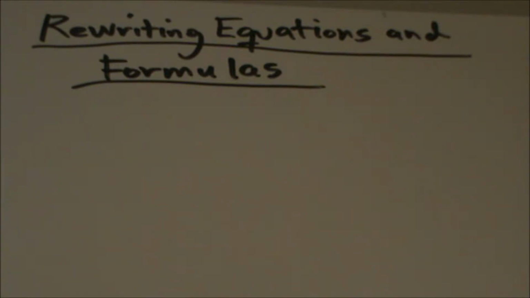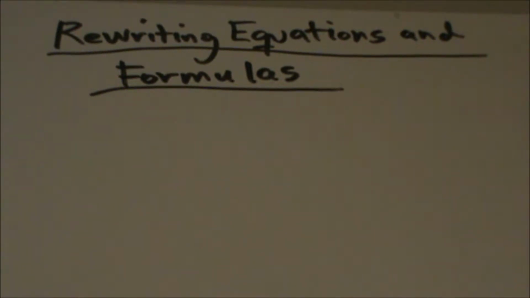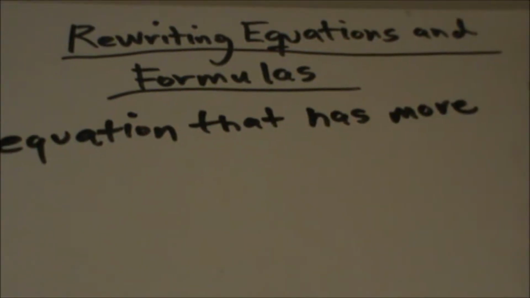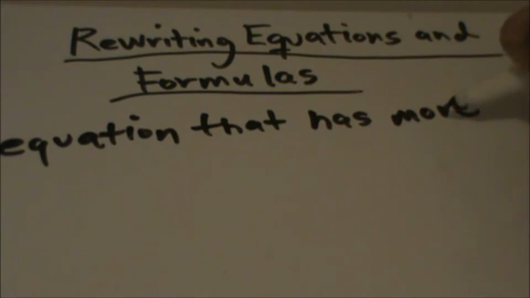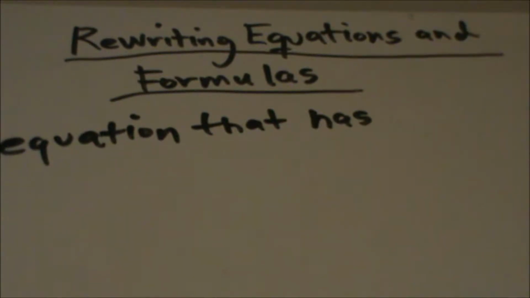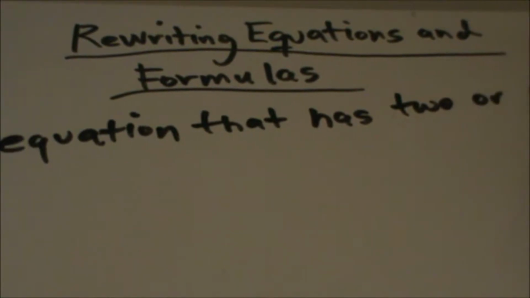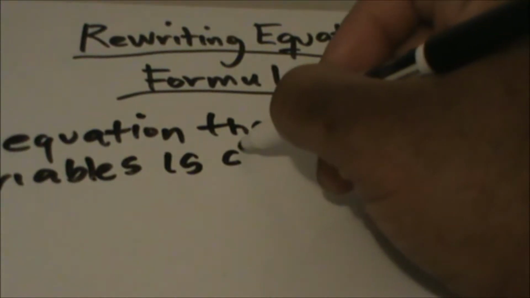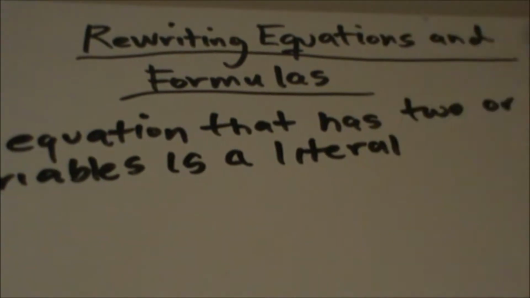So let's begin. Before we do any examples, let's define a literal equation, because we're rewriting literal equations. An equation that has two or more variables is called a literal equation.